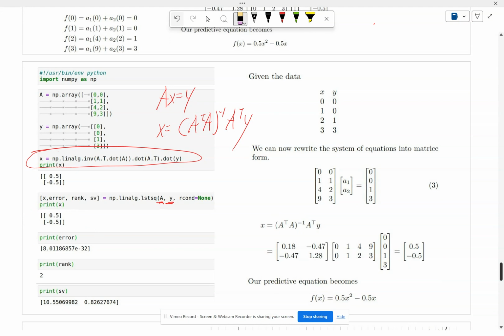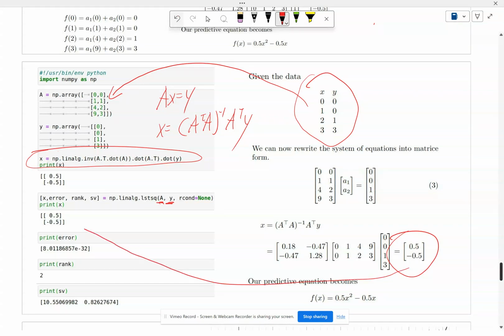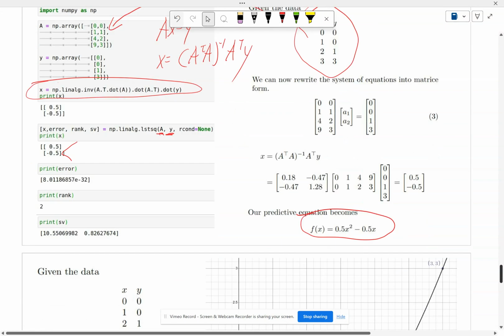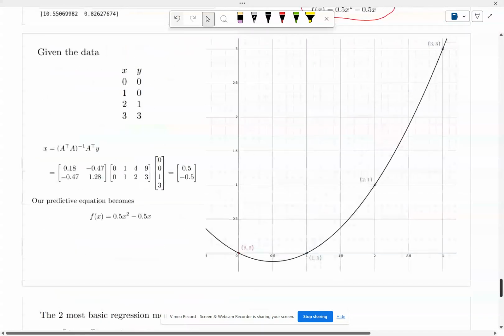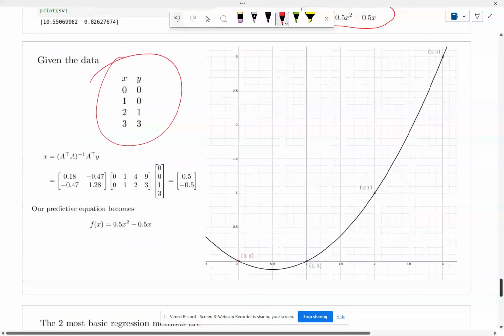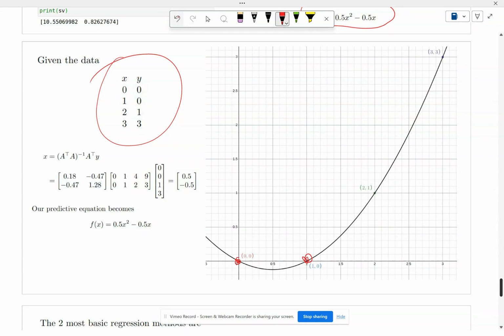Now, given this data that we had, notice this is exactly the same. And remember when we solved it previously, the solution was 0.5 and negative 0.5, which is exactly what they got here. And the final equation is this. Let's try this again. Oh yeah, this is the plot. Here we go. You have 0, 0, 1, 0, 2, 1, and 3, 3. Now notice when you find the appropriate function, it actually does a really, really good job of predicting the points.